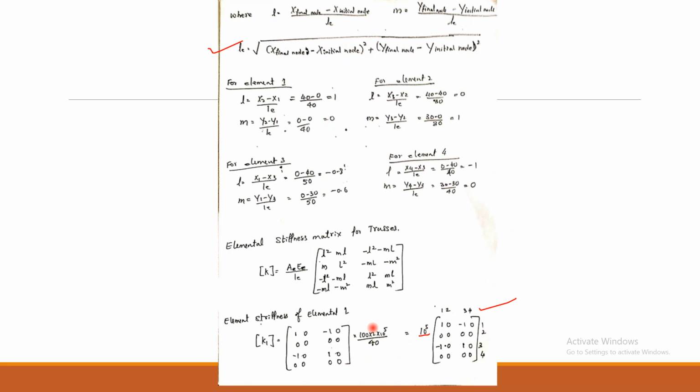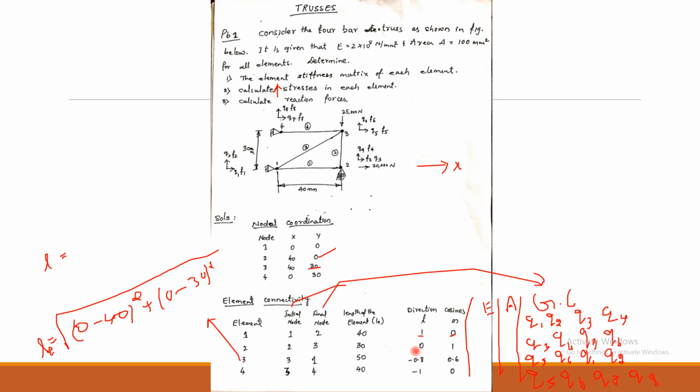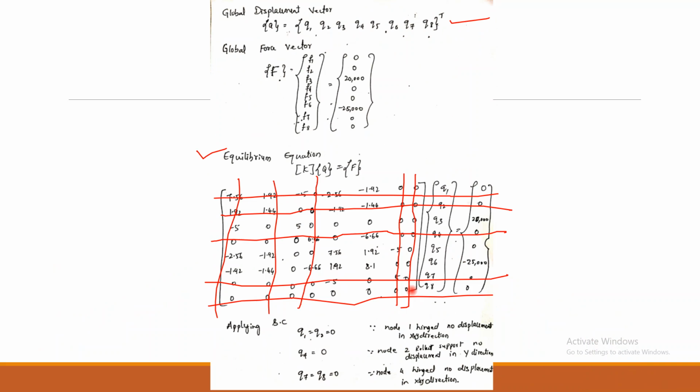Next for the second element, that is E by L. Young's modulus is 2 into 10 raised to 5 divided by 30. That you need to pick from the element table, and pick the L and M values from the element table. The L value for element 2 is 0 and the M value is 1. So write down that L value and M value and mention the displacements. How you are going to take this displacement, by using the element table itself, that is the global connectivity.